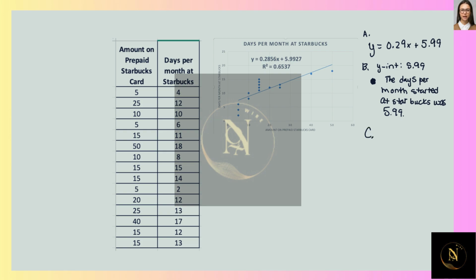Then C says state and interpret the slope of the regression line. So it's 0.29 days for every $1 on the prepaid card.